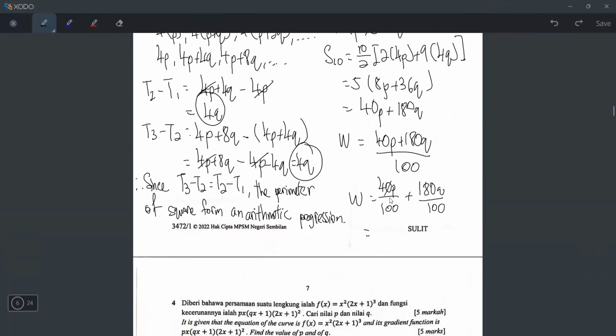So I will end up with something here. Let's see. Cut, 2 over 5P. And then cut what you get here? 9 over 5, right? Because divided by 2. So I will get 9 over 5Q. So we can say that it's 2P plus 9Q over 5. Okay, so that's how you do this question.